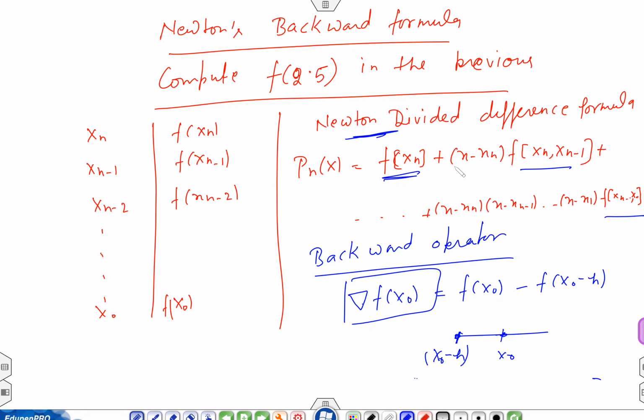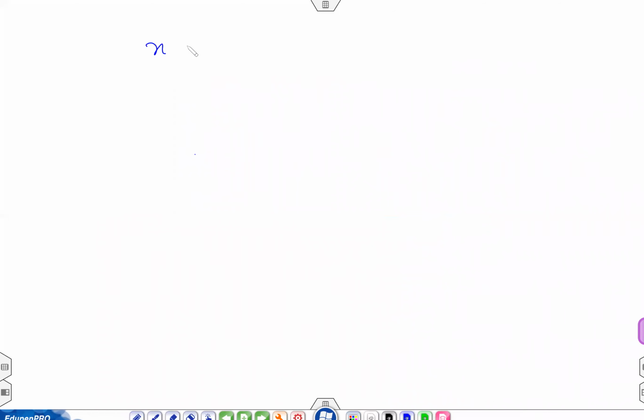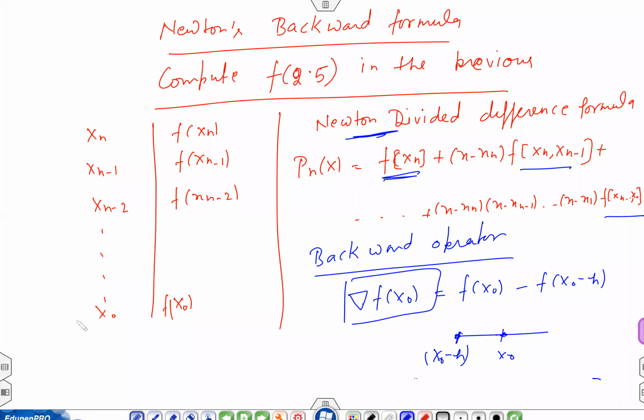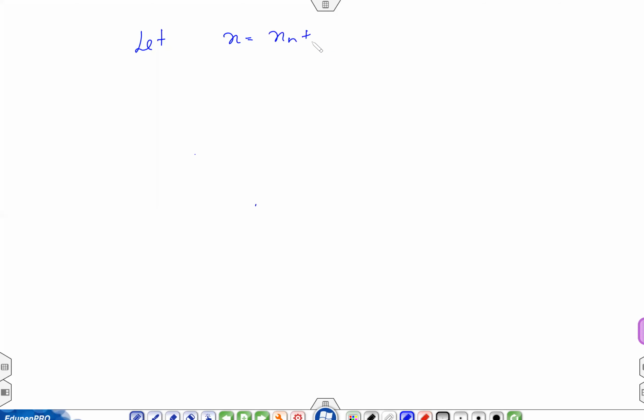So what is x minus xn? First compute x minus xn. What is x here? We will choose x the same way as we did in the previous formula. Let x be a point lying from xn to x0, any point different from these data points. That's why we will assume x as x equal to xn plus sh.